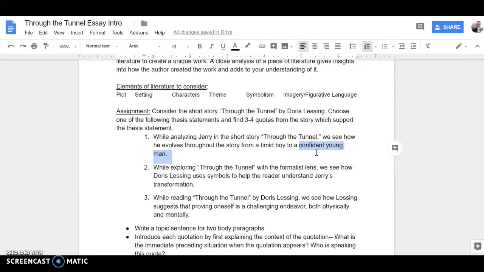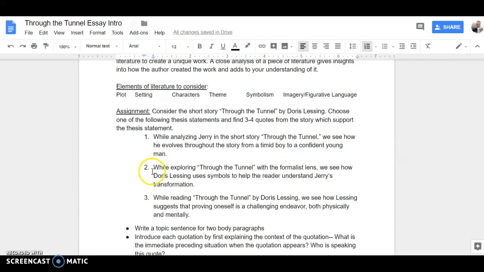Okay, so what things happen in this story that prove that he is growing up and maturing? Make sure that you find quotes that demonstrate that. Make sure that you explain those quotes as clearly as possible. Right? So if you choose that one, that's what you're looking at. You're looking at how he goes from being childlike and childish to being a confident young man.